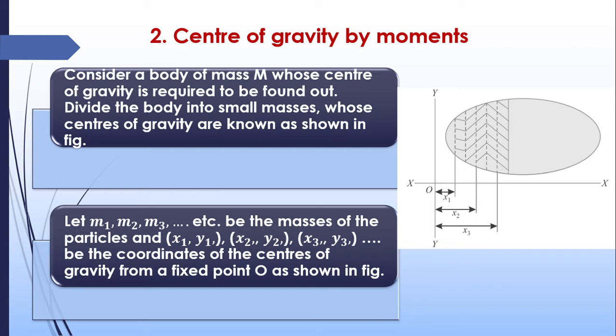In that case, we will divide the figure into a number of small masses, each having a mass m1, m2, m3, m4, etc., and coordinates x1, y1, x2, y2, x3, y3, and so on. So we divide a figure into a number of parts having masses m1, m2, m3, etc., with coordinates x1, y1, x2, y2, etc.